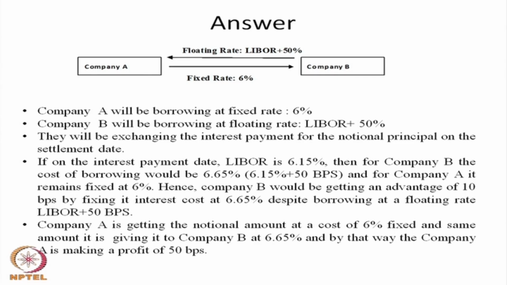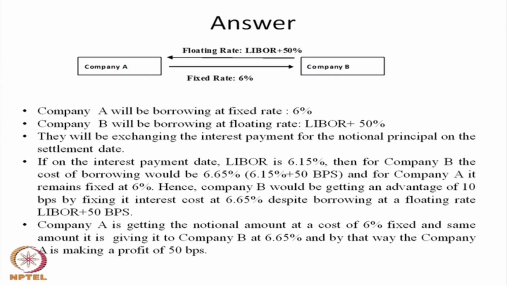On the settlement date, that is the due date of payment, from the effective date of the swap, company B, on the basis of the LIBOR market, will surrender 6% to company A, and company A will surrender LIBOR plus 50 basis points to company B. In this process the transaction may take place.